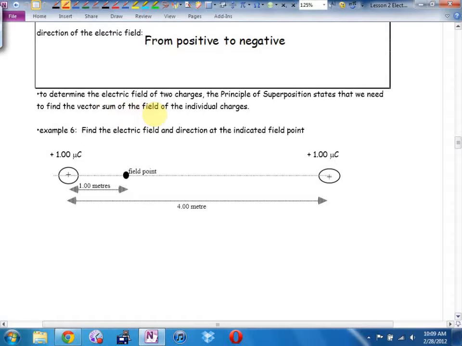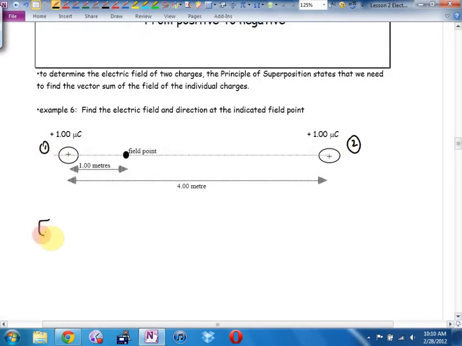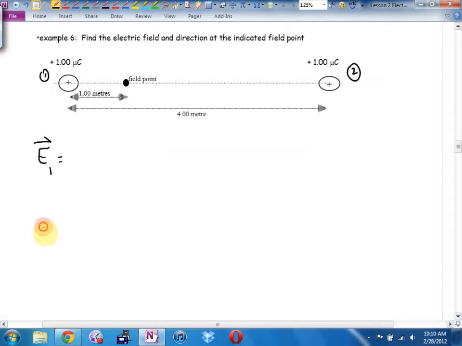In other words, if I want to find the net electric field right there, don't write this part down. Temporarily, I'm going to ignore that. Don't scribble that charge out. I'm going to call this charge 1. I'm going to call this charge 2. And what I'm going to do is find the electric field from charge 1, magnitude and direction. I'm going to find the electric field from charge 2, magnitude and direction.